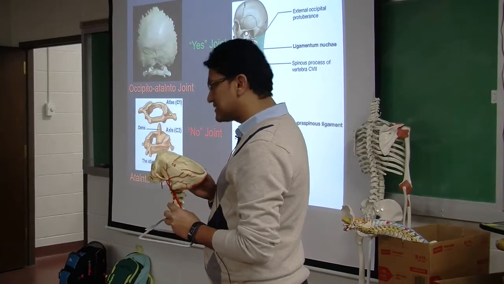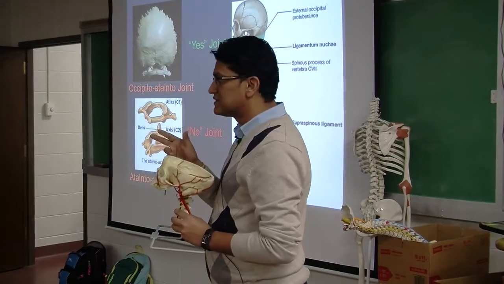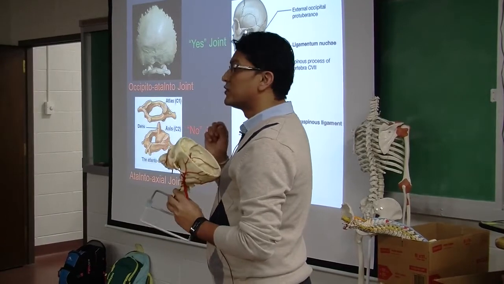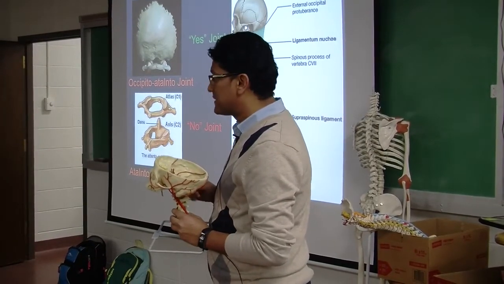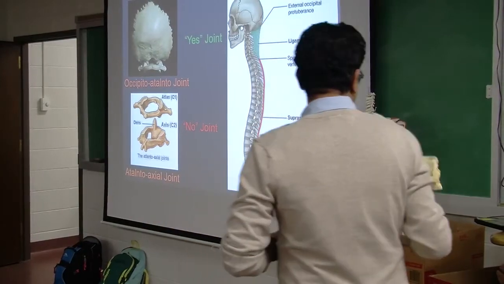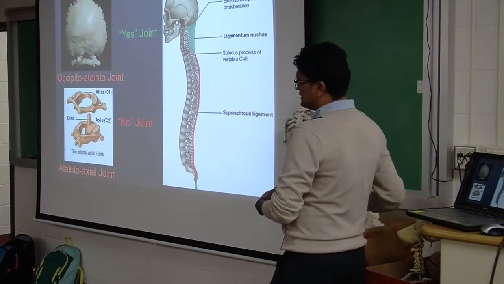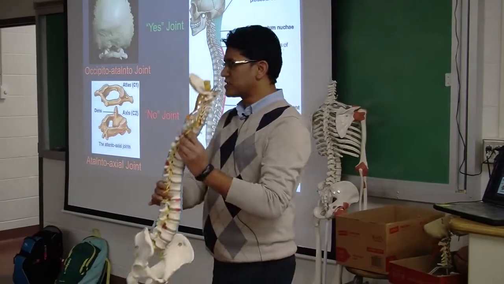When you say yes, your occipito-atlanto joint is involved. But when you say no, your atlantoaxial joint is involved. So you should know how these joints work in your spine. Likewise, your spine consists of several ligaments, right? Several ligaments. For example, this is your spine.